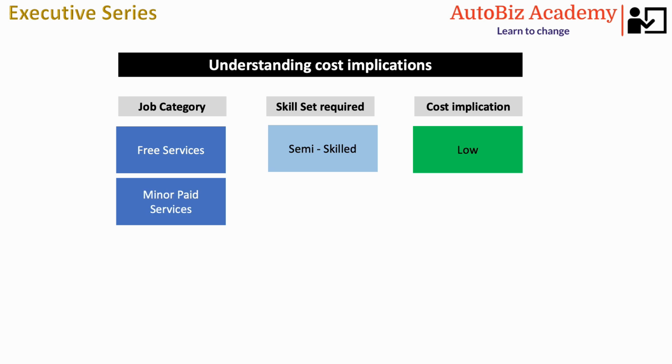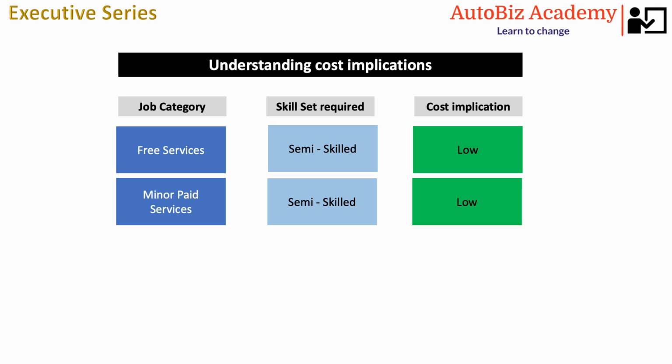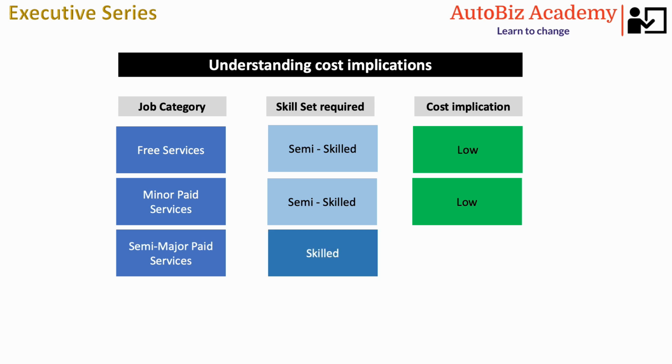Then is minor paid services. This also can be managed with semi-skilled manpower. Again, the cost implication is low compared to highly skilled manpower. Then is semi-major paid services. Now the work is a little higher. You require a higher skill set, so we will go for skilled manpower. Now the skilled manpower cost will be a little higher than the semi-skilled manpower.